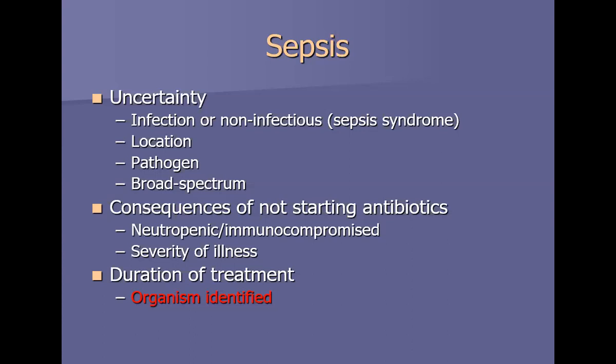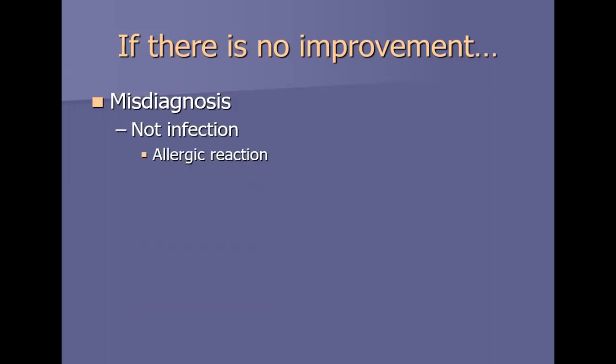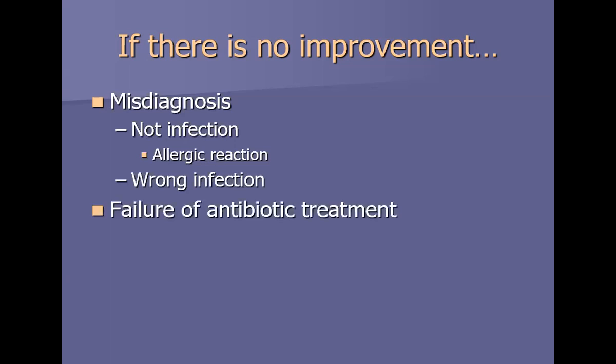And it's important to know what the organism is if we can identify it, because that can help us determine how long we're going to treat. If there's a need for source control, if there's an abscess, then it may need to be drained. Otherwise, they're just going to develop more and more resistance. And if there's no improvement, maybe it's not the right diagnosis, maybe it's not an infection, or maybe it's the wrong infection, maybe we're barking up the wrong tree. Or maybe they were undertreated.